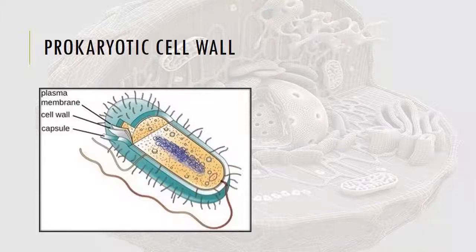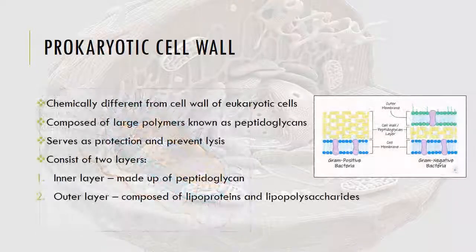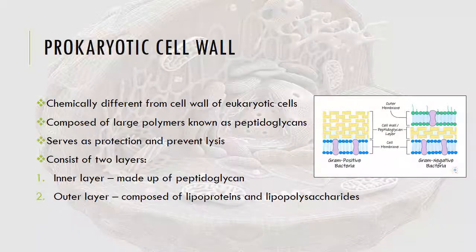On the other hand, this picture is a prokaryotic cell, and those are its cell wall parts. Since we already studied its parts in our microbiology, we'll tell just a few about it. So the first difference it has from the eukaryotic cell wall is that they are chemically different. Also, prokaryotic cell wall is composed of large polymers which we learned as the peptidoglycan.